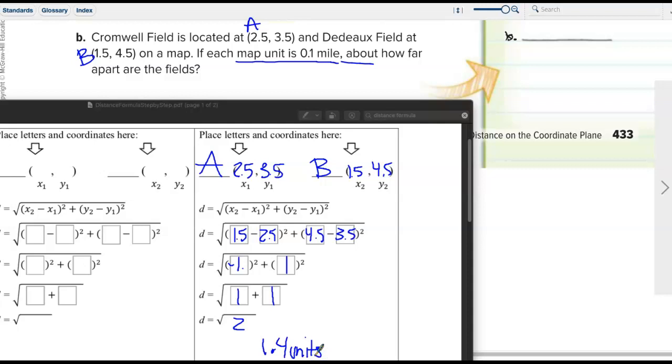Going back to our question though, what is it wanted in? Miles. So if 1 unit is 1/10 of a mile, how are we going to figure out what 1 4/10 is? 1.4 times 0.1. What do you get? 0 and 14/100 of a mile. So you could probably walk there, right?